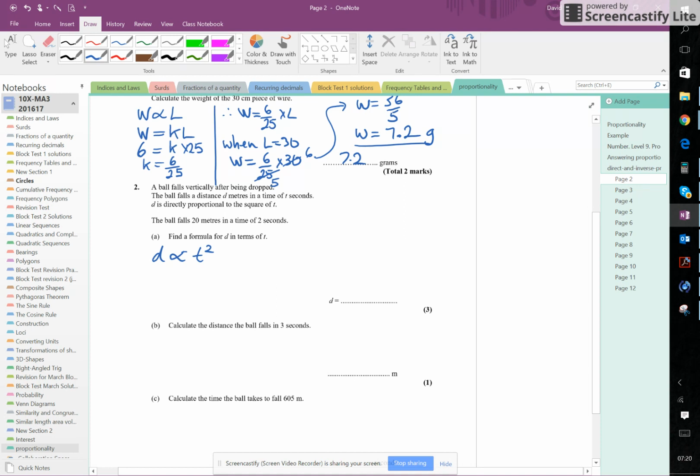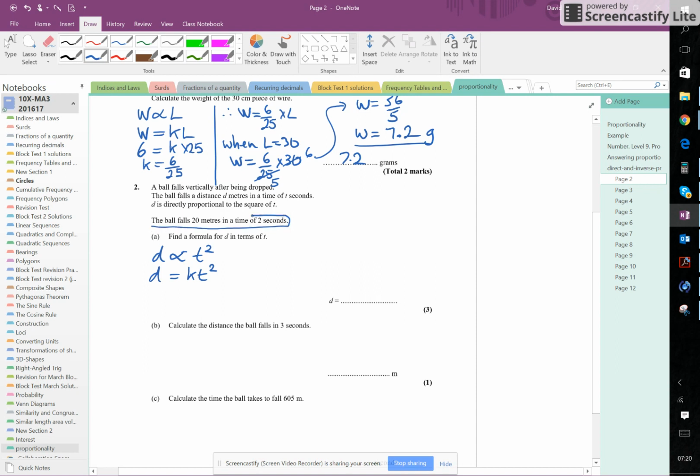What we're going to do now is introduce a constant of proportionality. And by the way, the question is asking us to find a formula, so that's finding a formula without k in it. We need to introduce k first of all. So introduce the constant of proportionality, d equals k t squared. Now find some data to plug in.